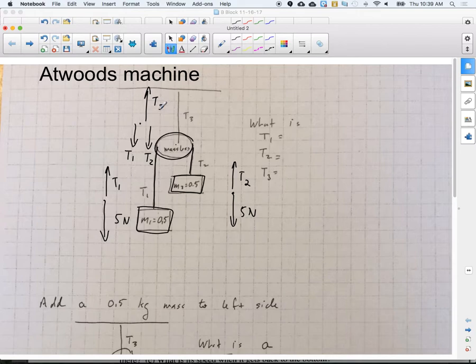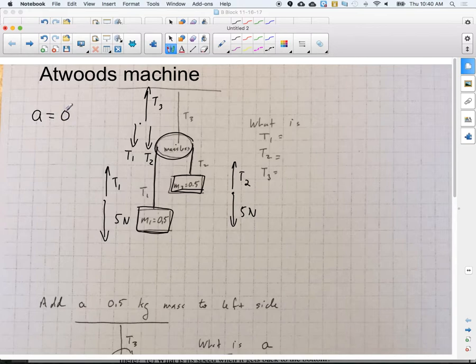If this is 5 newtons down and this is 5 newtons down, what's going to be the acceleration? Is there going to be any acceleration, do you think? No, right? No acceleration. So we can pretty much say at this point that acceleration is equal to 0.